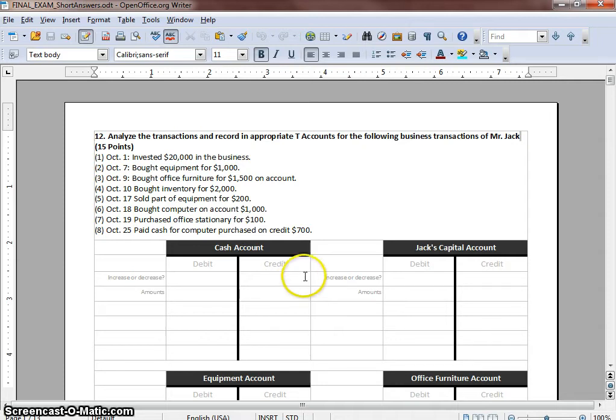So with this first section, what you need to do is, it's kind of like journaling these transactions, only we're just going to copy them into their correct T accounts. So for each transaction, there's going to be an account that's debited and an account that's credited, just like we would in journaling. So how we set it up now with these T accounts, for this first one on October 1st, we invested $20,000 into the business.